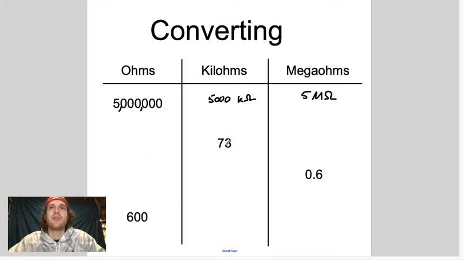Okay, 73 kilo ohms. Dividing by 1,000, going this direction, I move the decimal place over 1, 2, 3, which is 0.073 mega ohms. And going this direction, times 1,000, is 73,000 ohms.